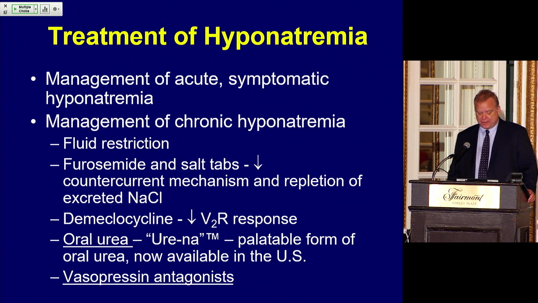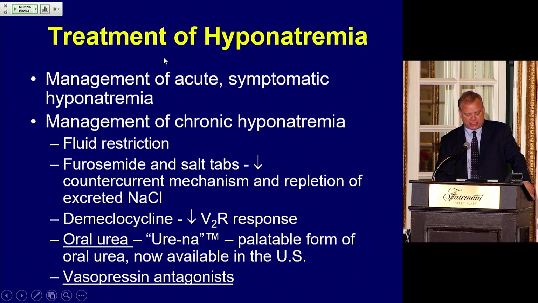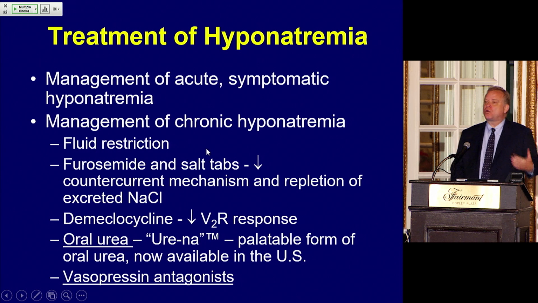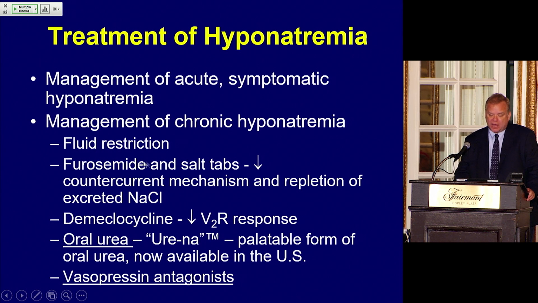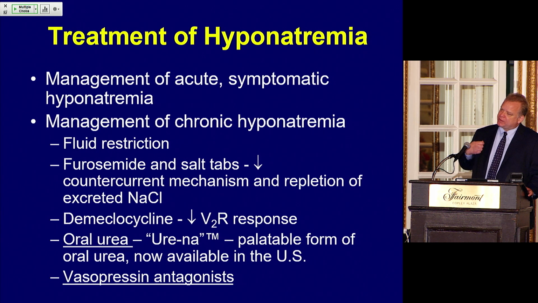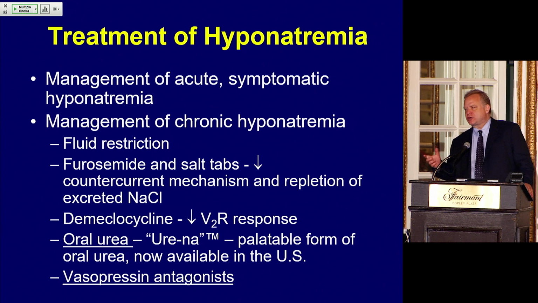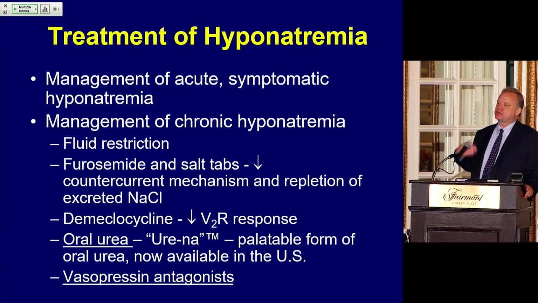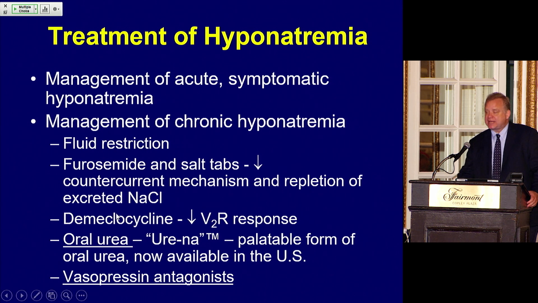In terms of treatment of hyponatremia, we'll talk about management of acute symptomatic hyponatremia in a minute. Chronic hyponatremia, clearly the cornerstone is fluid restriction. We often will give furosemide and salt tablets. Salt tablets alone also can be effective because they increase the urinary solute excretion. It gets a little tricky though to manage furosemide and salt tablets, but it does work. Furosemide in this case is blunting the countercurrent mechanism, and you're giving salt to both increase solute excretion but also to avoid hypovolemia.